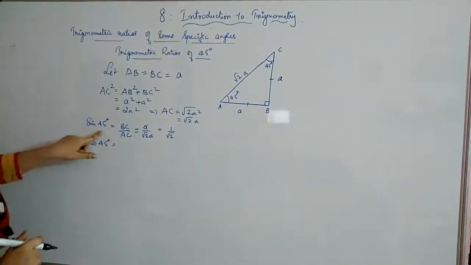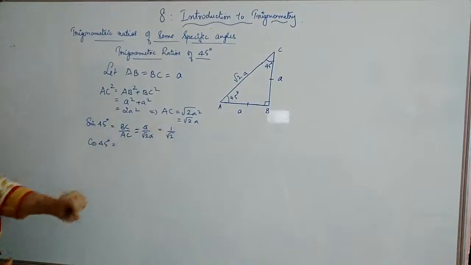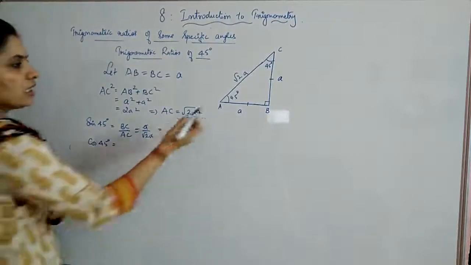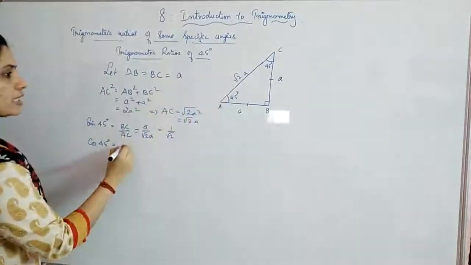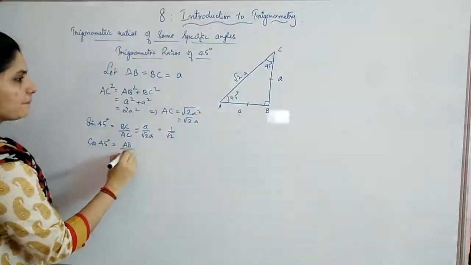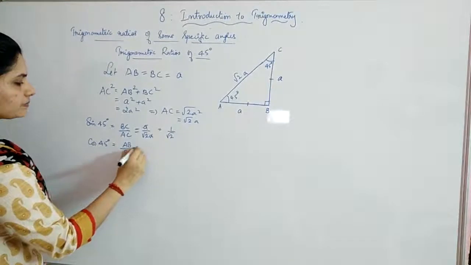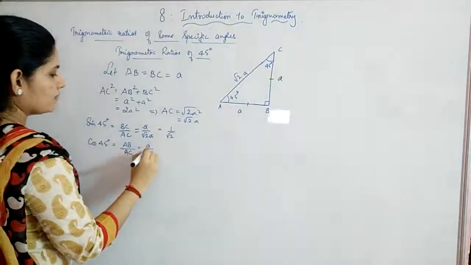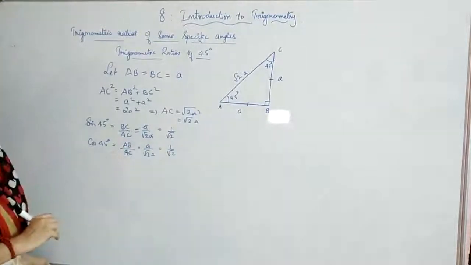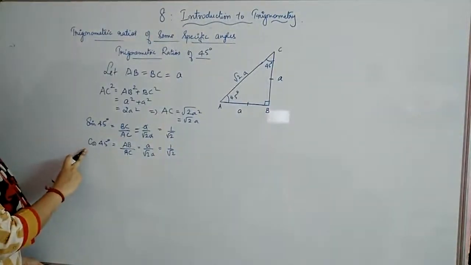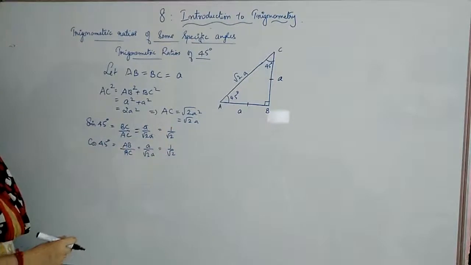So you got sine 45 degree is 1 by root 2. Now what is cos 45 degree? Cos of any angle is the adjacent side by hypotenuse. So you will get the adjacent side AB by AC. AB is again A, and AC is root 2 A. So you are getting 1 by root 2 as cos 45. So sin 45 and cos 45 both have the same value, 1 by root 2.